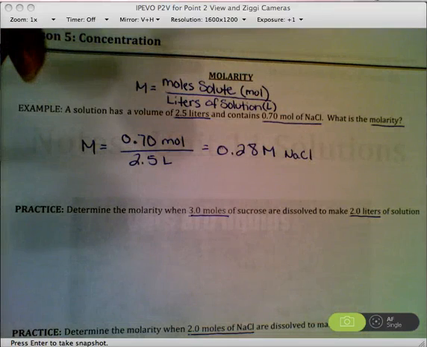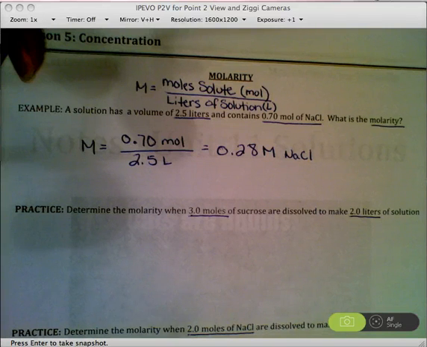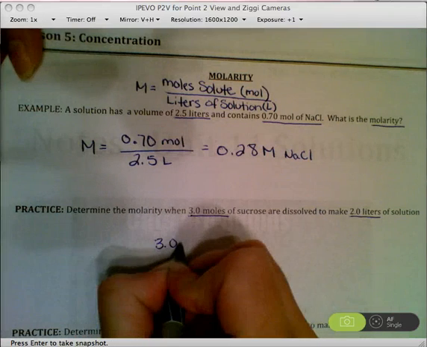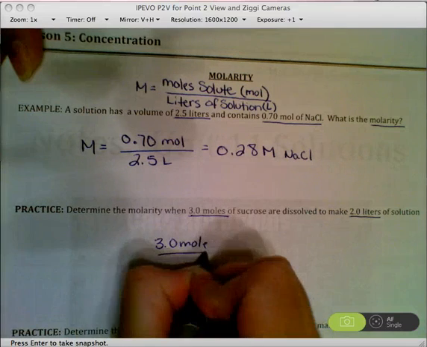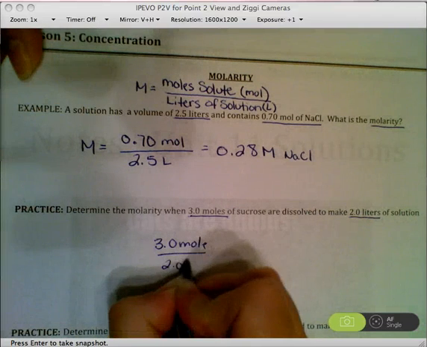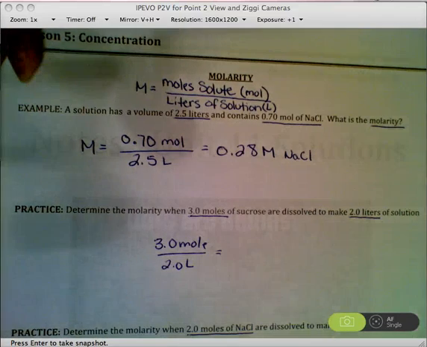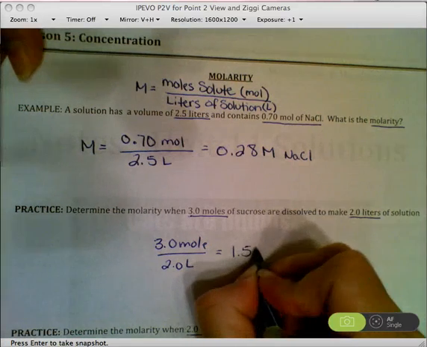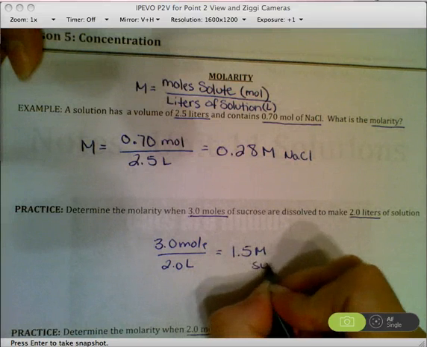So when you see all the brown bottles we use in class, now you can see where the molarity actually comes from. So determine the molarity of 3 moles of sucrose that are dissolved to make 2 liters of solution. So we start with 3 moles of sucrose, and we will divide that by 2 liters, and 3 divided by 2 is a 1.5 molar solution of sucrose.